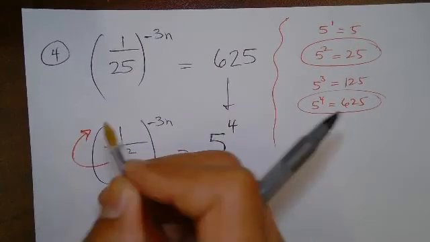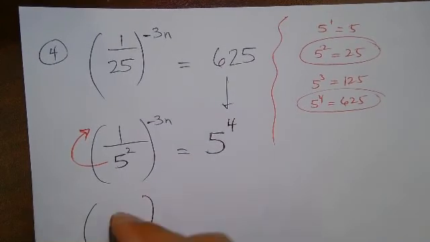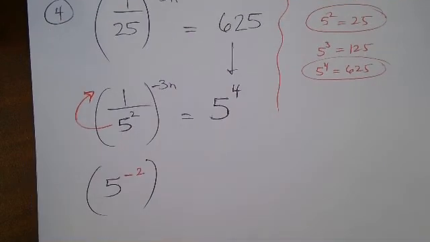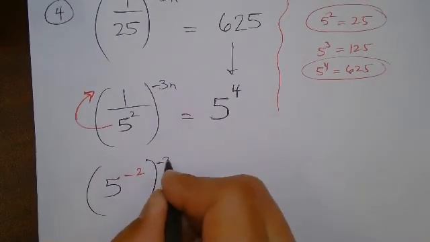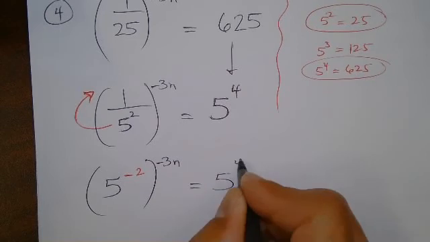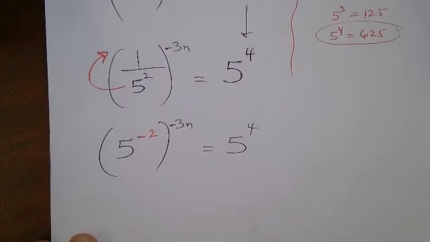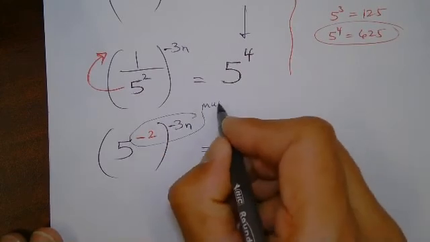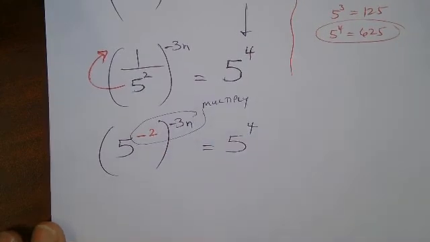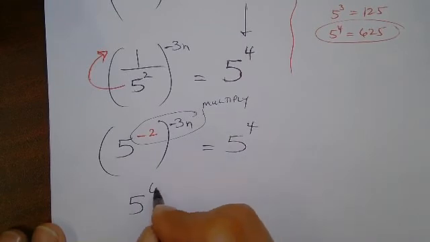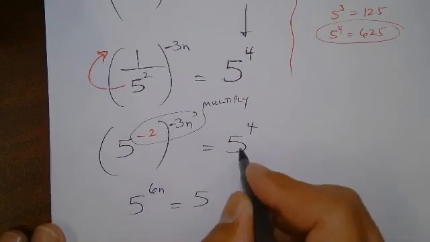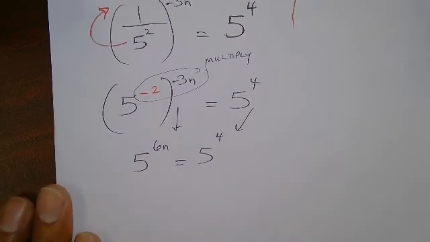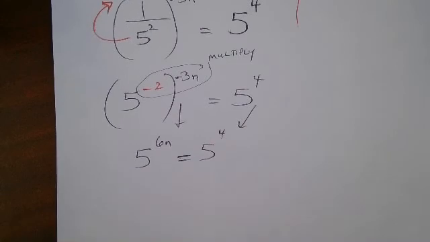And we saw this in the previous worksheet. We don't want a fraction. We're going to take this and move it up. And what happens? Well, that's going to turn into 5 to the power of what? If this is a positive 2 and I move it up, it's a negative 2. And don't forget, you still got this negative 3n right there. And then remember, when you have a power to a power, you multiply those. So I'm left with 5 to the power of 6n is equal to 5 to the power of what? 4.